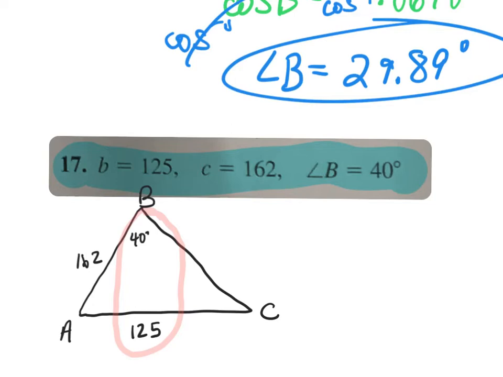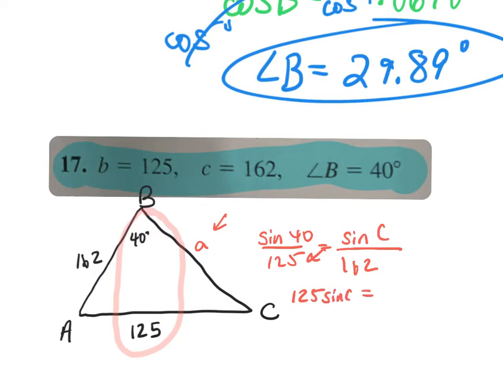So I want to find, let's say, side A. Well, we'll find that in a second. Let's find the missing angle. We could use the law of cosines and find A right now, but let's just find a missing angle. Let's find angle A. So I'm going to say sine of 40 over 125. Well, I'm sorry, we'll find C. Sine of C over 162. So we're going to cross multiply: 125 times the sine of C equals 162 times the sine of 40. Divide both sides by 125.